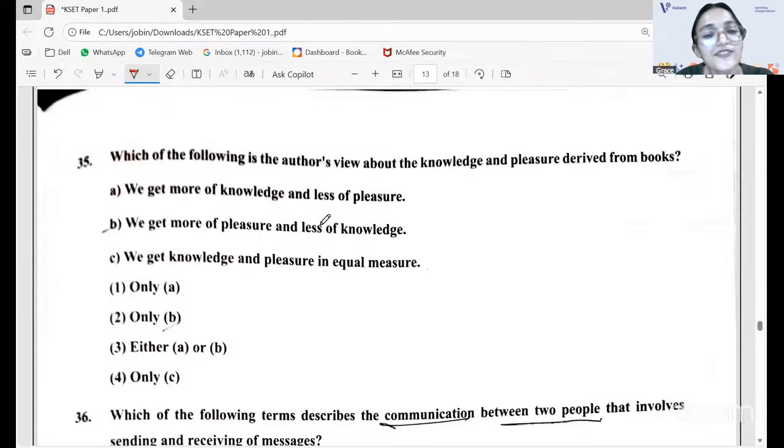Which of the following is the author's view about the knowledge and pleasure derived from books? So we can go with option C. We get knowledge and pleasure in equal measure. That is the right option. So we have an option like that. It is option 4, only C. So that is the right one.